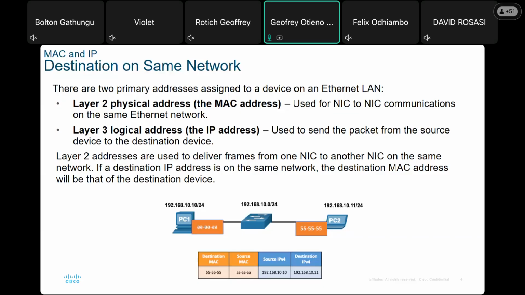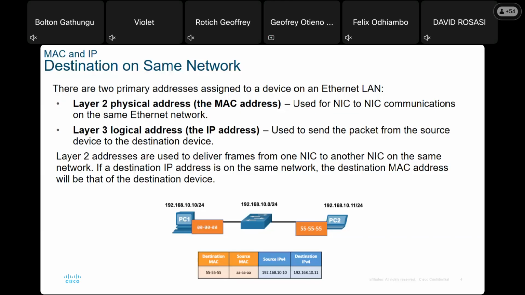Then also we have layer 3. That is the IP address, the logical address used to send the packet from the source device to the destination device as well. So for communication to take place within the network, whether it's a voice call we are making or data, that communication is possible because of these addresses.